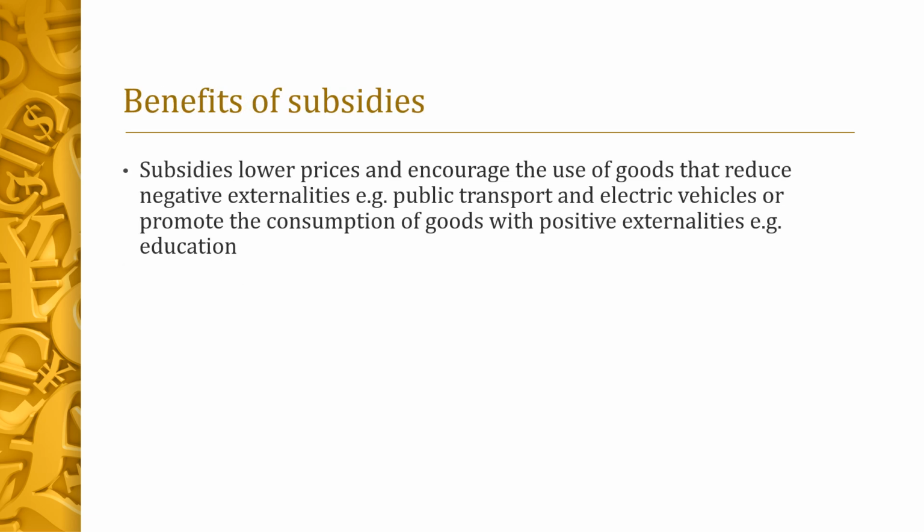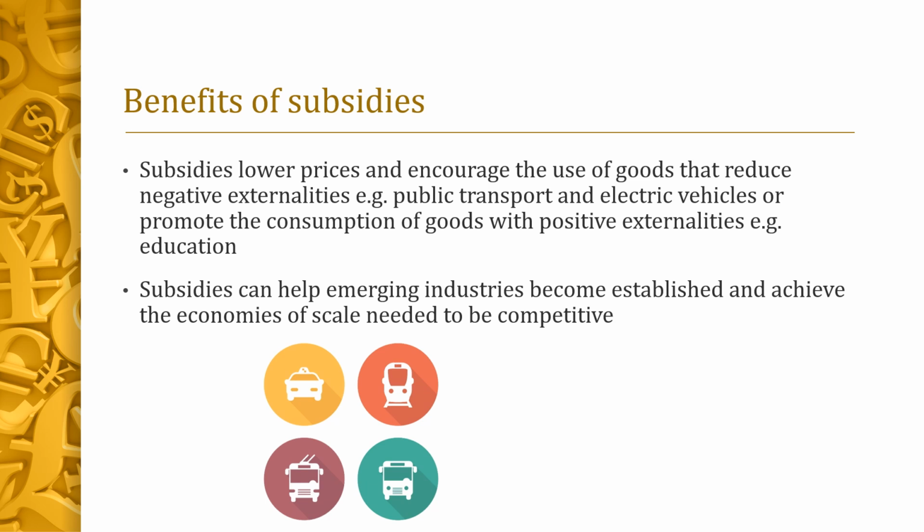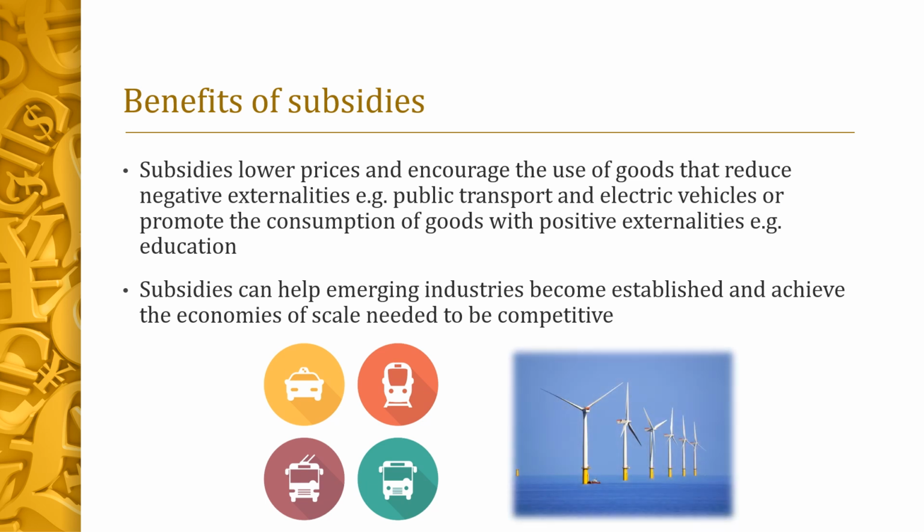Subsidies lower prices and encourage the use of goods that reduce negative externalities, for example, public transport and electric vehicles, which both reduce pollution. They also promote the consumption of goods with positive externalities, for example, education. Subsidies can be used to help emerging industries become established and achieve the economies of scale they need to be competitive. The UK gives large subsidies to the offshore wind farm industry in order to help this industry develop into one of the world leaders so that we can reap the benefits of it in the future.